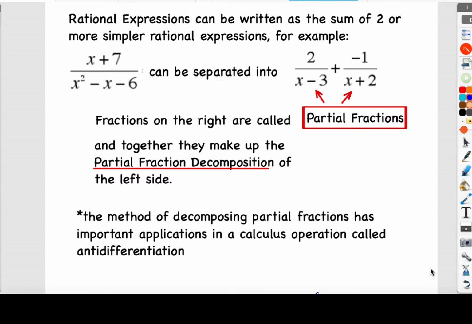All right, this video is going to help us with a process that's called partial fraction decomposition. Now, this is something that we can do with our pre-calc skills, but it's really something that's going to help you when you get to calculus and you start to talk about what's called anti-differentiation. Partial fractions is just a way to separate a rational expression, such as x plus 7 over x squared minus x minus 6, right?